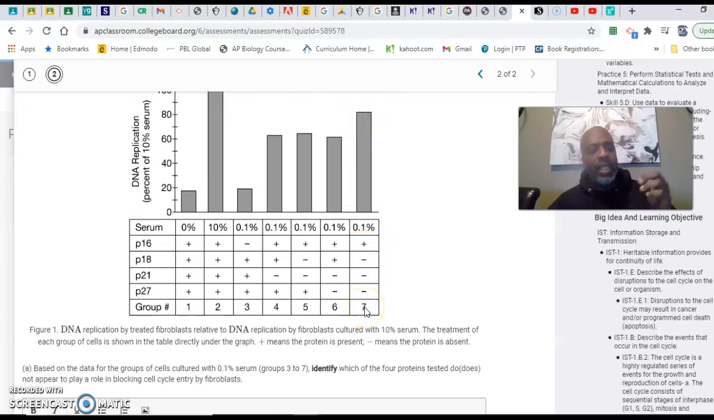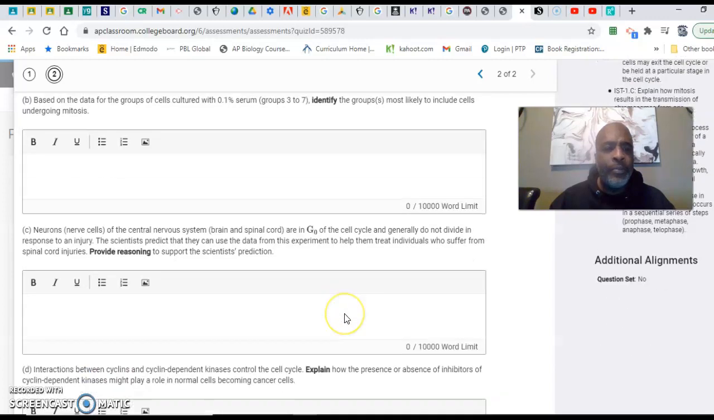And this is a point that I'm trying to make. You could say either or; these are the scoring guidelines. So they're saying if you just say group 7, you get the point. If you say groups 4 through 7, you still get the point, because there is considerable activity here as far as DNA replication is concerned in groups 4, 5, 6, and 7.